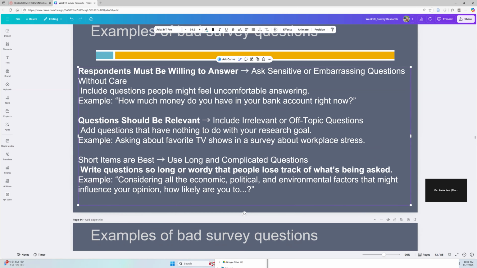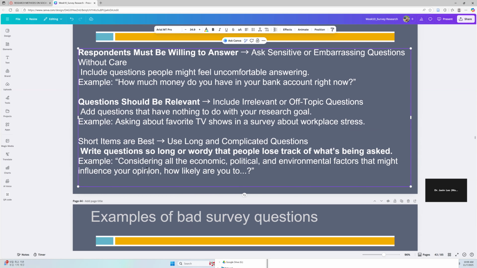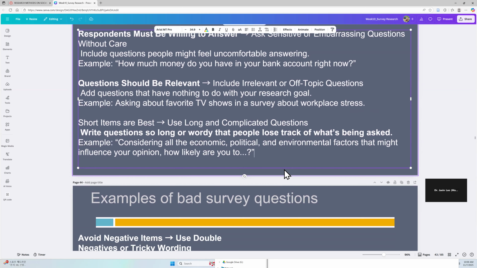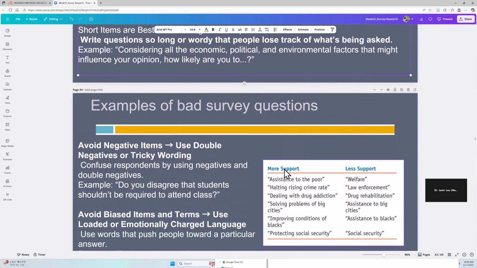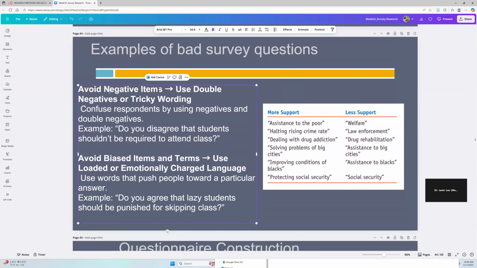For example, "Considering all the economic, political, and environmental factors that might influence your opinion, how likely are you to blah, blah, blah?" It's very hard to follow the topic efficiently. So that's not very good. And avoid negative items. We may usually have implicit bias, so if we use double negatives or tricky wording, there might be issues. Confusing respondents with negatives and double negatives might not be very useful.